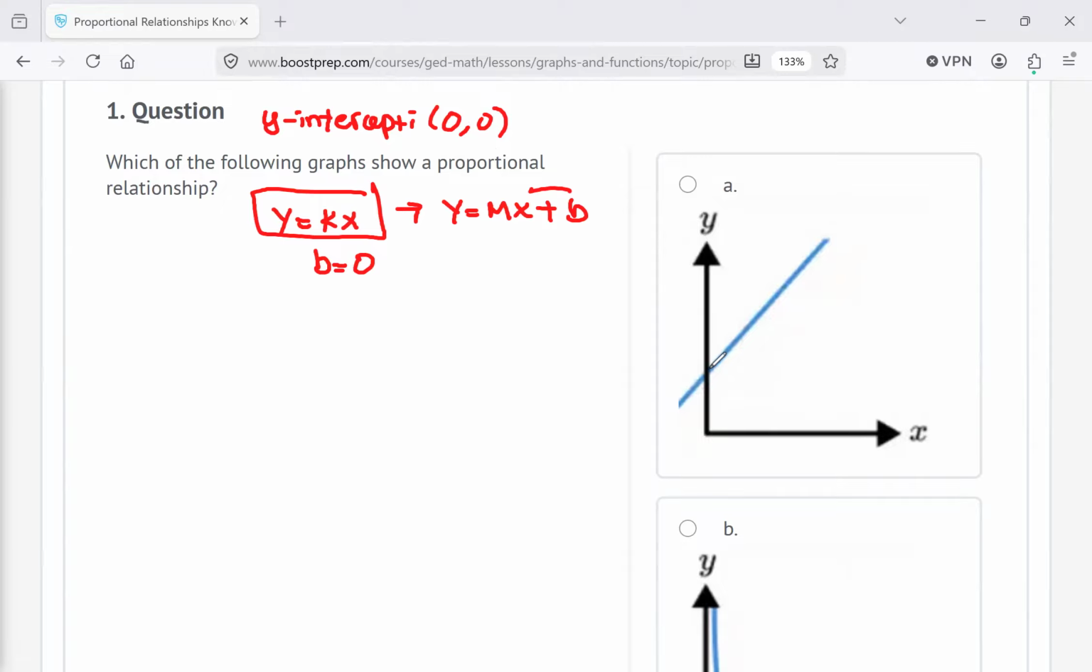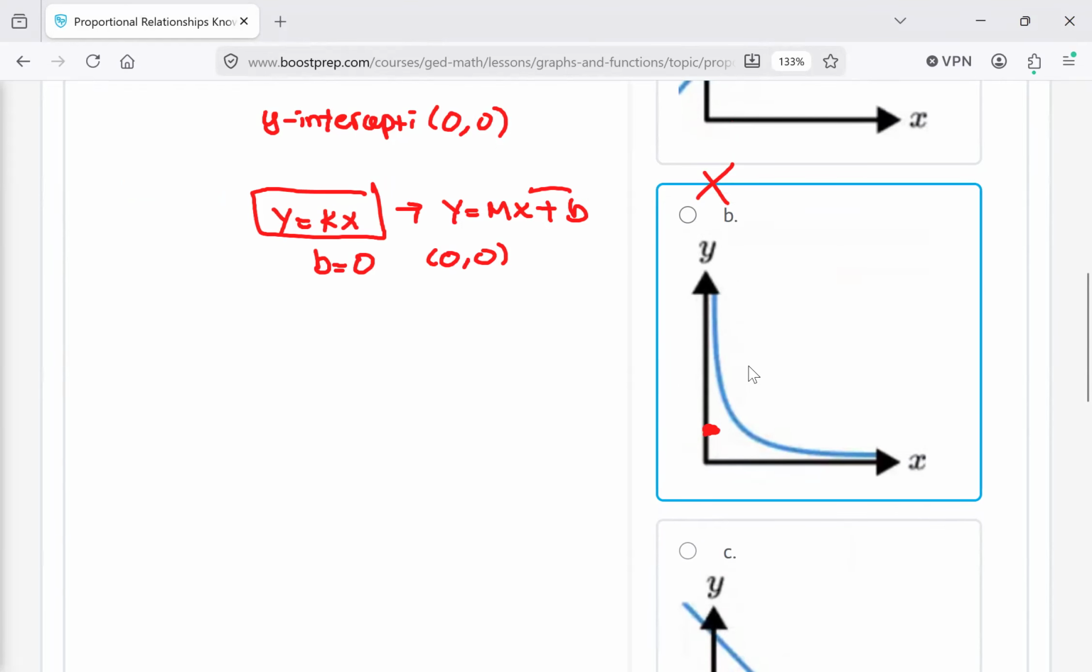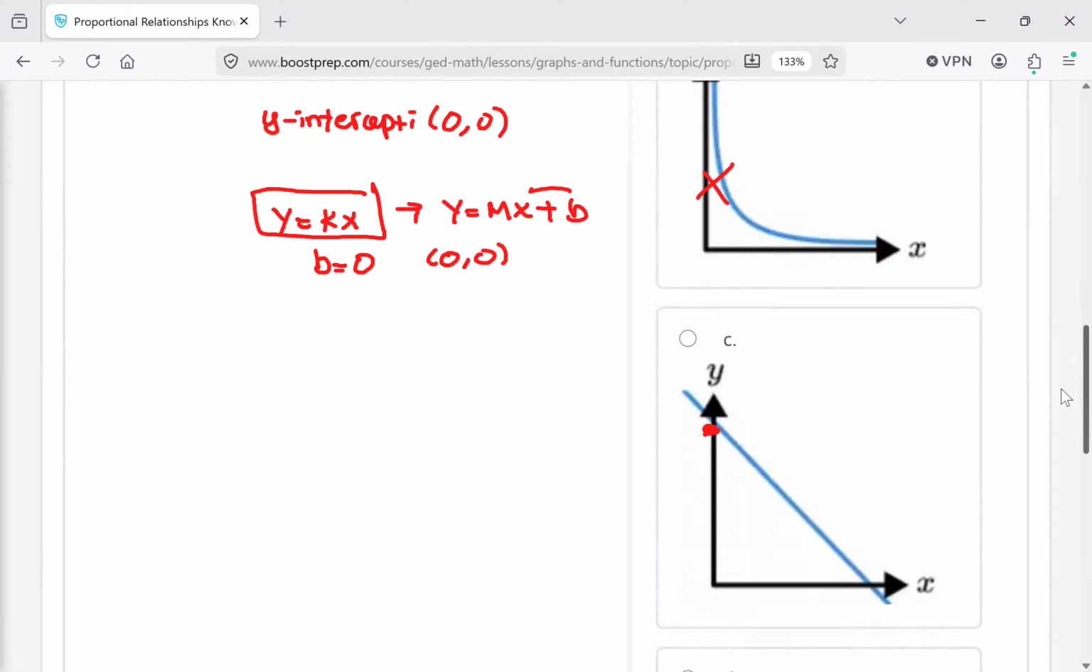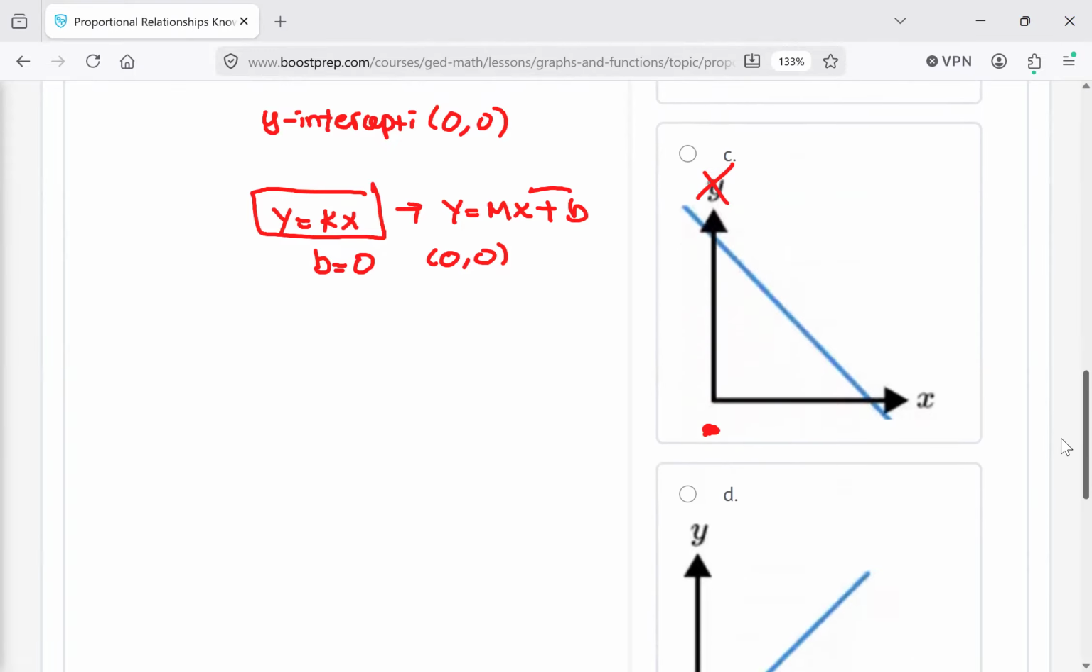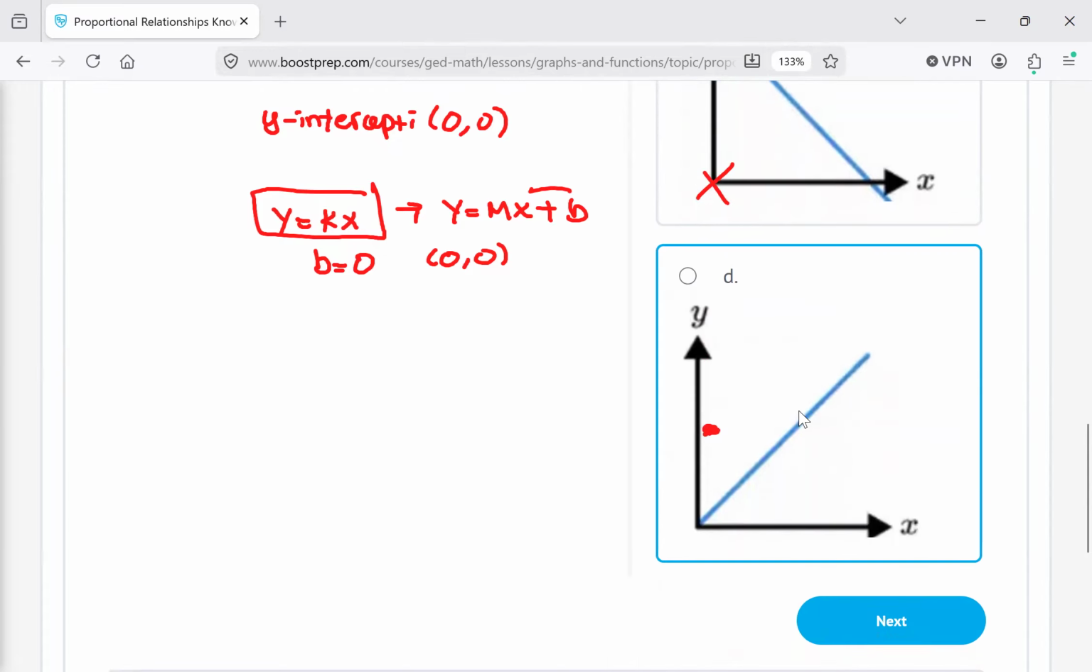So look at A carefully. Is A linear? Yes, it has a slope, but does it have a y-intercept of 0? That's the really important part right here. So it can't be A. B, you said no because it's not linear. Could it be C? Well, it is linear. Does it start from the origin 0, 0? No, it does not, so we can forget about that. What about D? It's linear and it goes through the origin 0, 0. So yes, it's D.